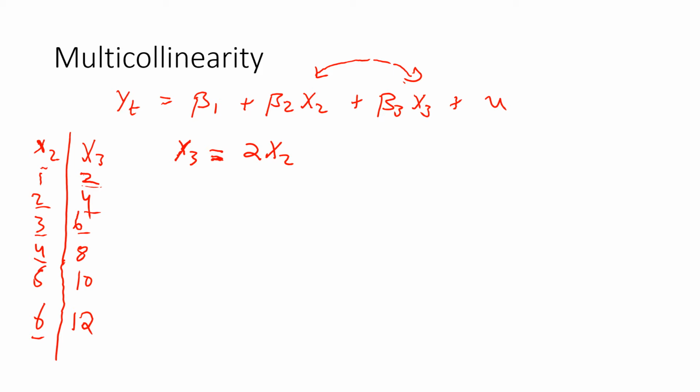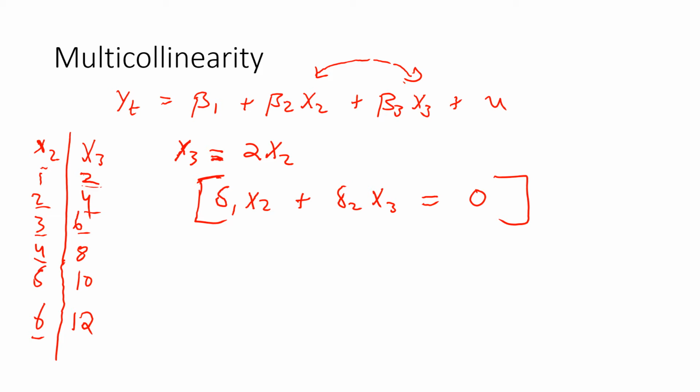Or we may say that there is a perfect multicollinearity if we can write any equation in this form. Let's say sigma 1 x2 plus sigma 2 x3 equals 0. If we can write the independent variables in this form, then there is a perfect multicollinearity. If you cannot write it in this form, then there is imperfect multicollinearity or no multicollinearity.